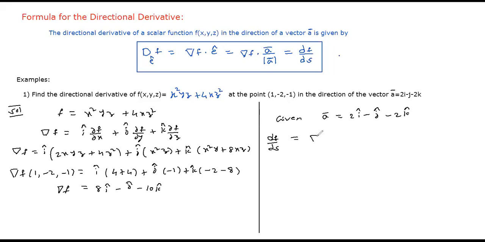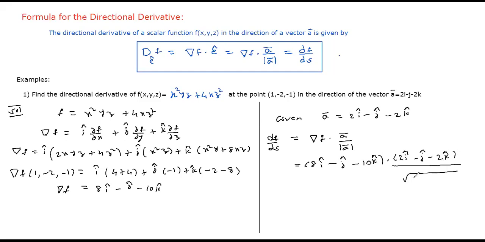So this is del f dot a bar by mod a bar. Del f is 8i bar minus j bar minus 10k bar, dot product with a bar, which is 2i bar minus j bar minus 2k bar, divided by its magnitude. What is its magnitude? 4 plus 1 plus 4, under root 9 is 3. So this is 1 by 3 into the dot product of these two vectors: 8 twos are 16, minus into minus plus 1, minus into plus minus 20, plus 20.